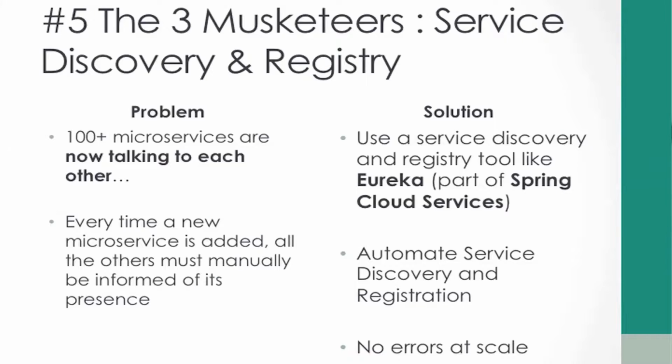So the second musketeer is service discovery and service registry. Now you have these microservices, they're talking to each other, they can't seem to shut up. Every time something new comes into the picture, every time a new microservice is added, all the other microservices need to know that it exists. So either you create something manually, or you can use a service discovery and registry tool.